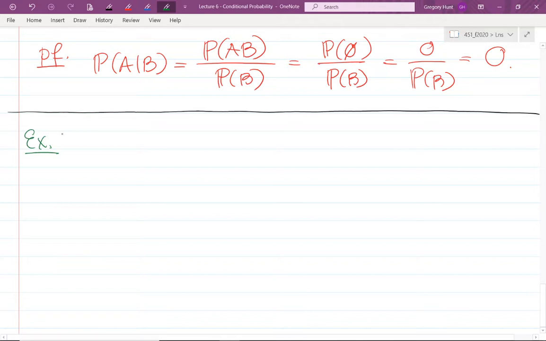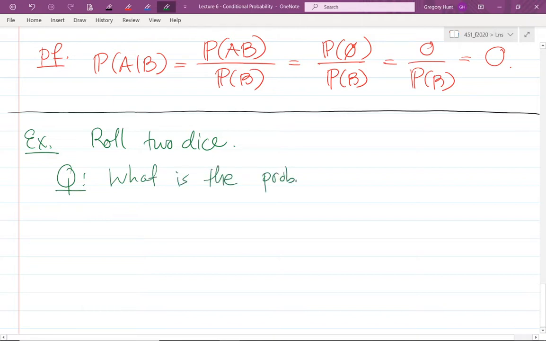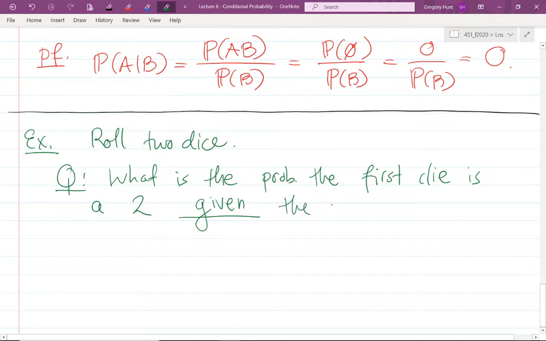Example. What do we want the example to be? Let's go back to rolling two dice. And the question I'm going to propose is, what is the probability the first die I roll is a 2? Now I'm going to make this a conditional probability problem by saying given, now it's conditional, and what event do I want to condition on? Given the sum of the dice is less than or equal to 5.